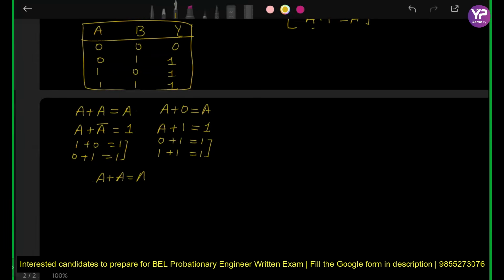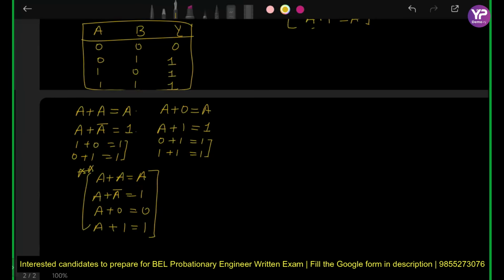So these are the four results which we got from here. A or A is going to be A, A or A bar is going to be 1, A or 0 is going to be A, A or 1 is going to be 1. These are the four important results.